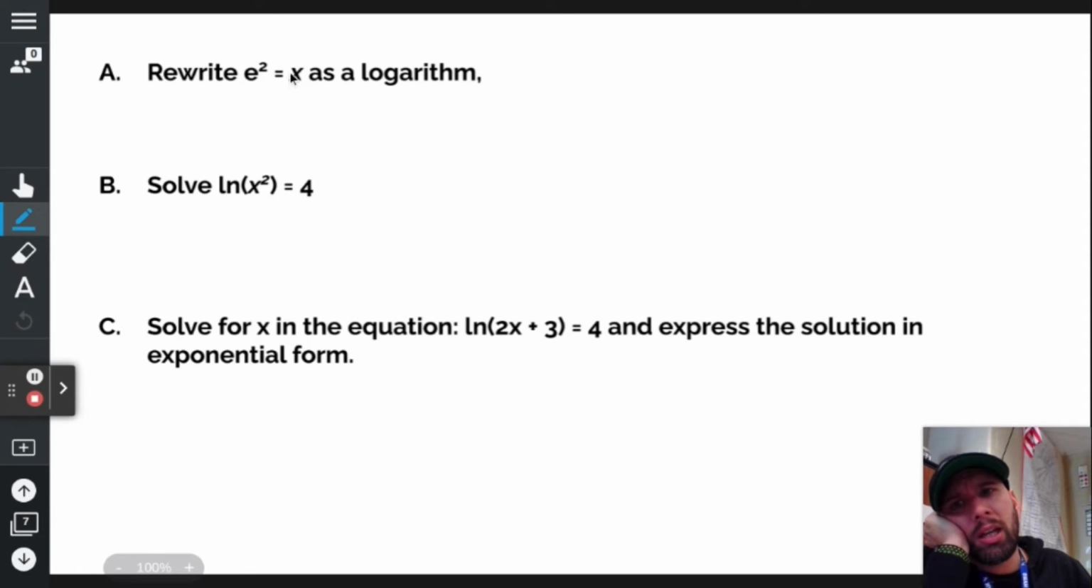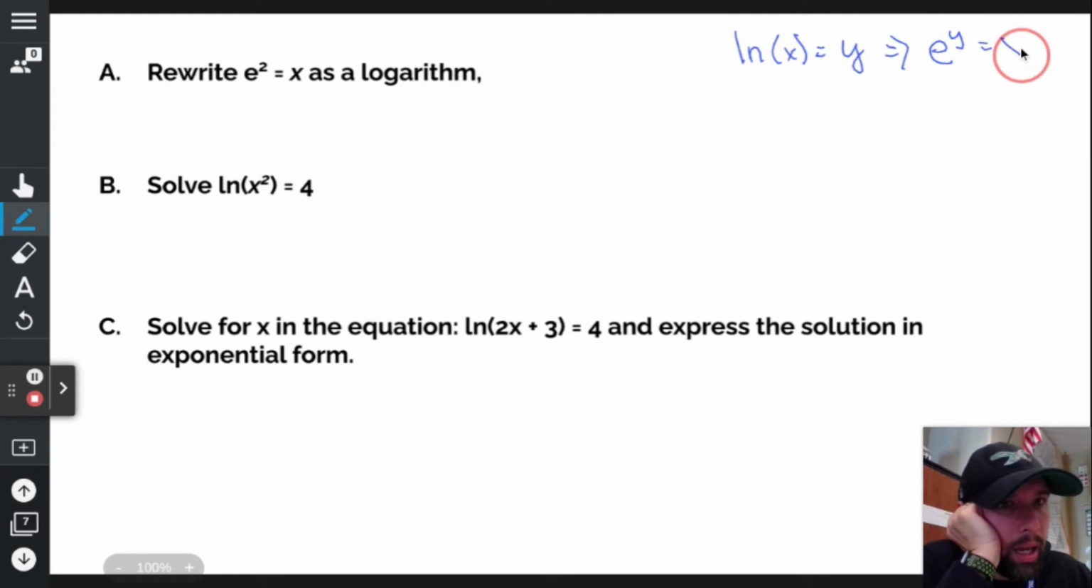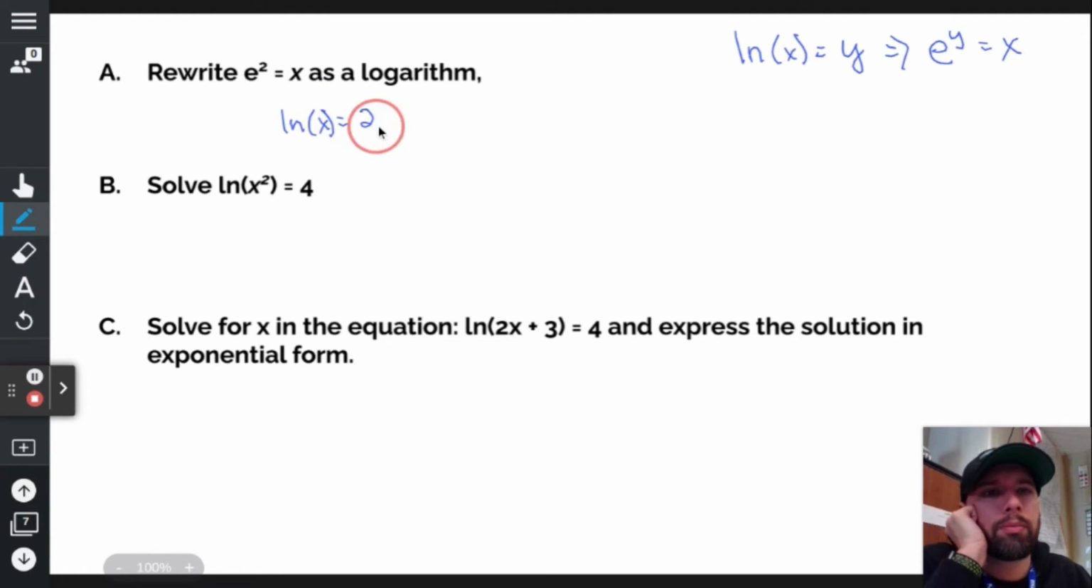Rewrite e to the x as a logarithm. All right, so log base e of x is the same as ln. If I have ln of x equals y, I can rewrite that as e to the y equals x. So e to the y equals x can be written out as ln of x equals 2.